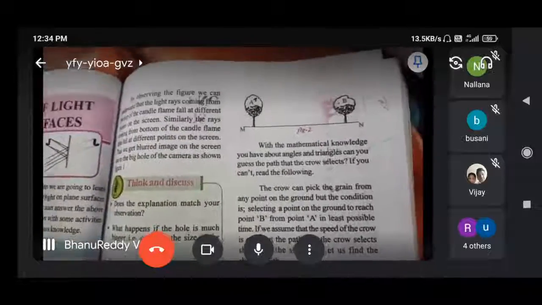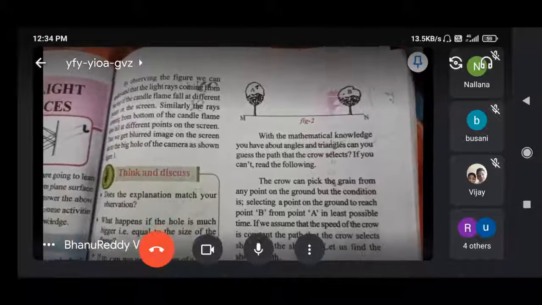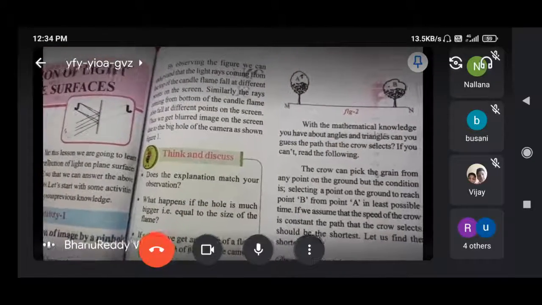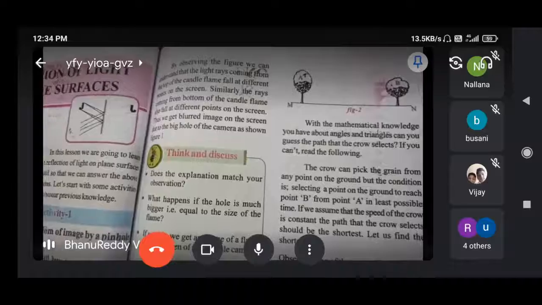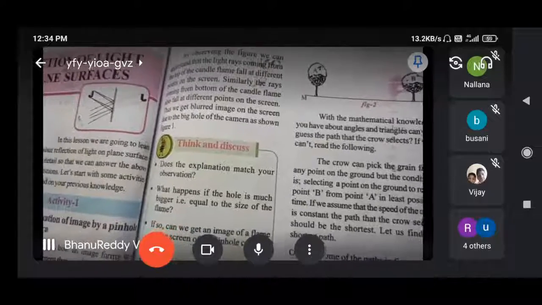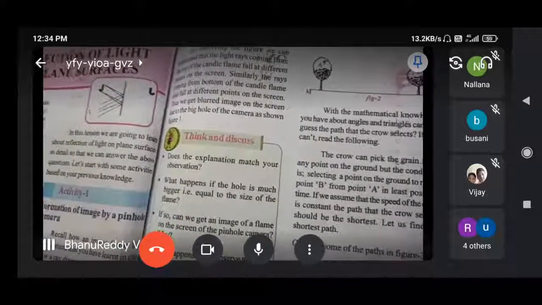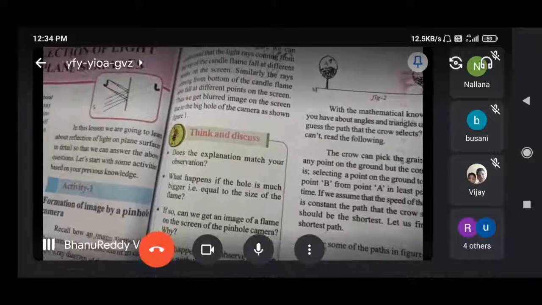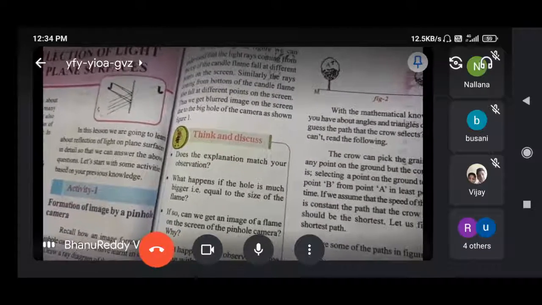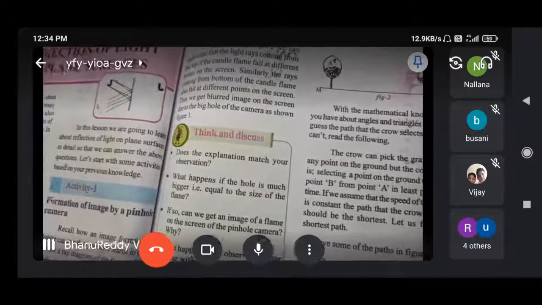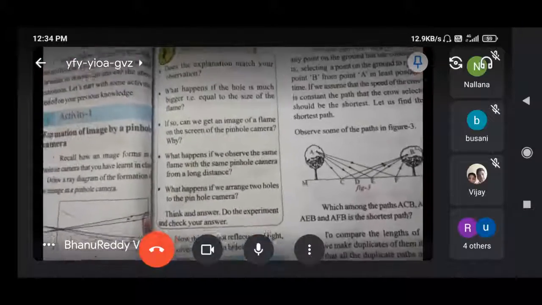With the mathematical knowledge you have to understand about angles and triangles. Yes, angles and triangles, you know na? In 7th class you studied about those angles. The crow can pick the grain from any point on the ground and reach point B. And which is the shortest time it wants to select, that we have to understand here.